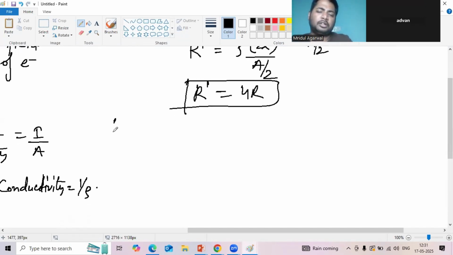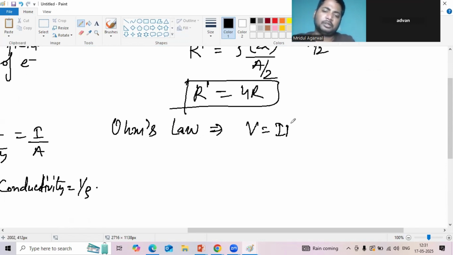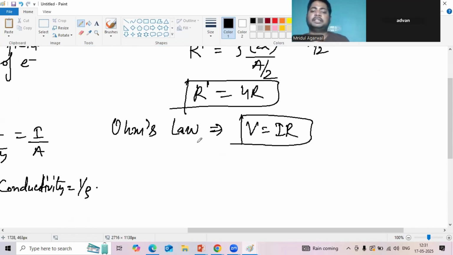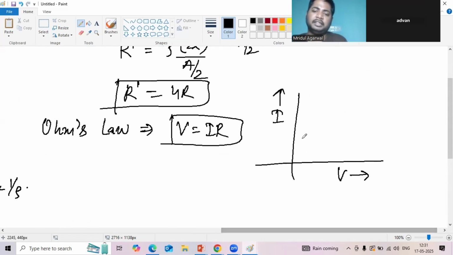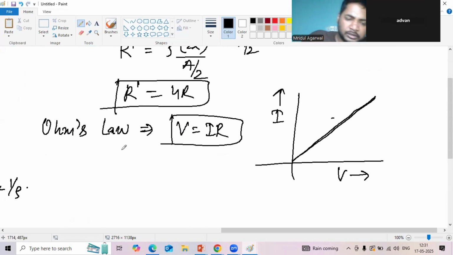Now we have got Ohm's law. What is Ohm's law? Ohm's law is given by V equals IR. Basically, it tells that if you draw the current in the circuit against the voltage, and you increase them linearly, it will be a linear curve, and this is followed as Ohm's law.